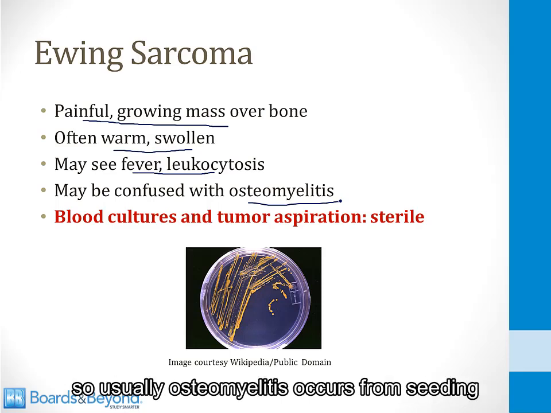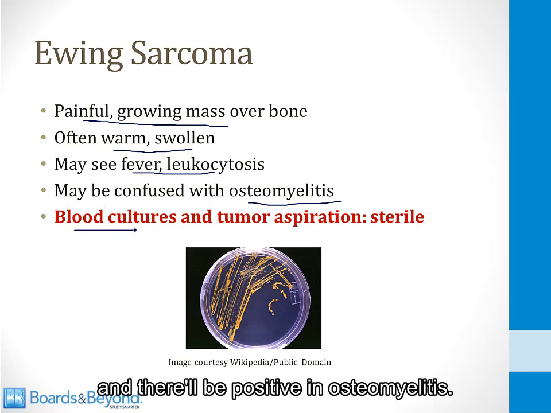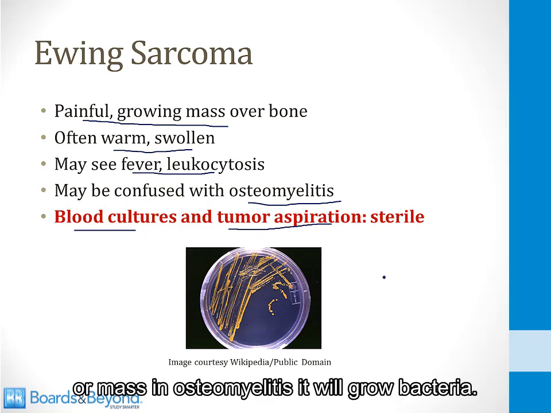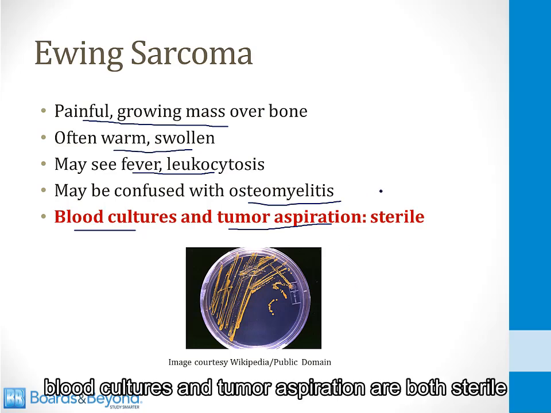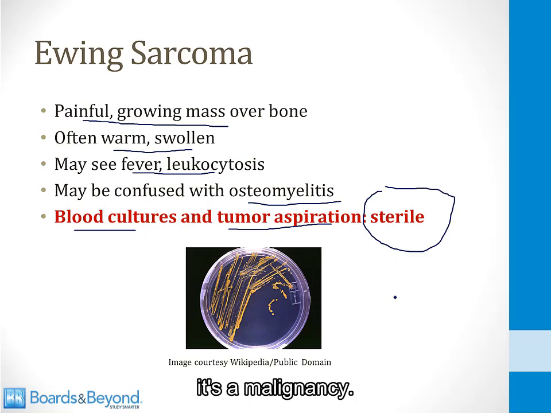So usually osteomyelitis occurs from seeding from bacteria in the blood. So blood cultures will be done and they'll be positive in osteomyelitis. In addition, if you aspirate the tumor or mass in osteomyelitis, it will grow bacteria. But in the case of Ewing sarcoma, blood cultures and tumor aspiration are both sterile, and that's because it's not an infectious process, it's a malignancy.